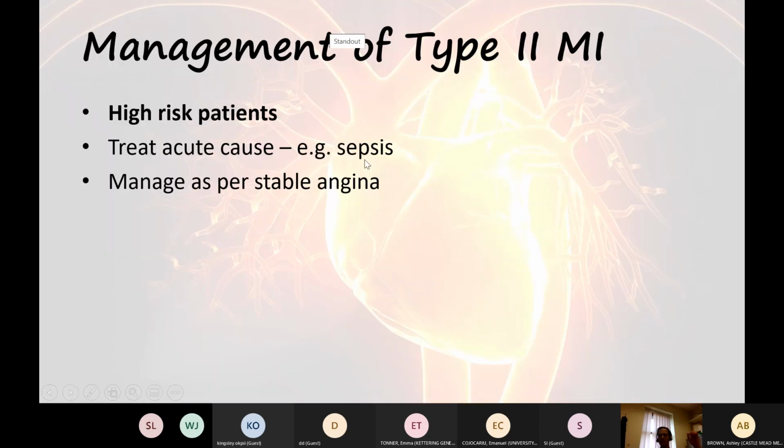So as I just was saying there, yes, this is a summary slide of that. So bear in mind that a patient with a type 2 myocardial infarction is a high-risk patient. There is a reason that the troponin has gone up. Either they're very sick or this myocardial injury on top of them being very sick is bad news. But the way you need to treat them is to really well manage the cause of their type 2 myocardial infarction, for example, sepsis. And once you've done that, we can treat their coronary artery disease as you would stable angina, and I'll come on to that towards the end.